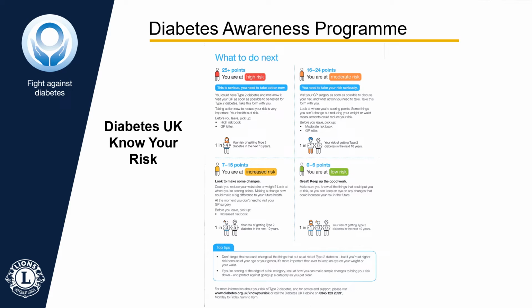The back page indicates what to do next. If you're at high risk, over 25 points, you have a 1 in 4 chance of developing type 2. 16 to 24 points, you're at medium risk. That means 1 in 10. 7 to 15 points is increased risk. That's 1 in 35. And if you're 0 to 6, you're low risk, which is 1 in 100. And that is basically it.